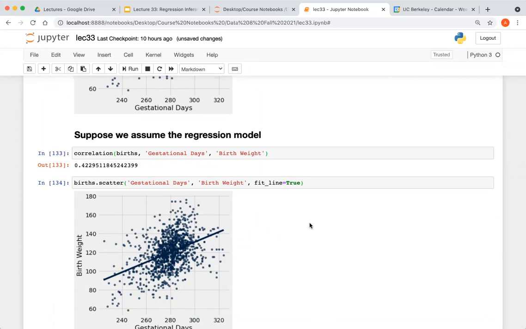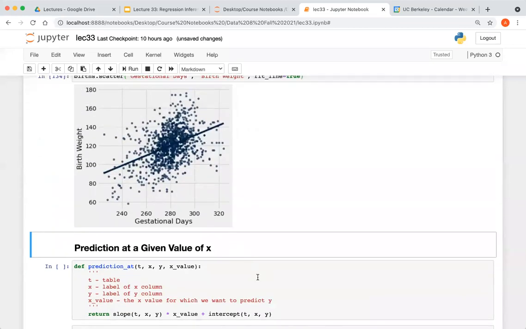Okay, and so now somebody says, I'm going to give you a baby, and I know that the number of gestation days was 300. What is your prediction for the weight of this baby? Well, you will say, the weight of this baby is actually the height of the true line at 300. I don't have that. So the best I'm going to do is walk up and find the height of my regression line at 300. I'm going to make that my prediction. Okay, and so why don't we do that?